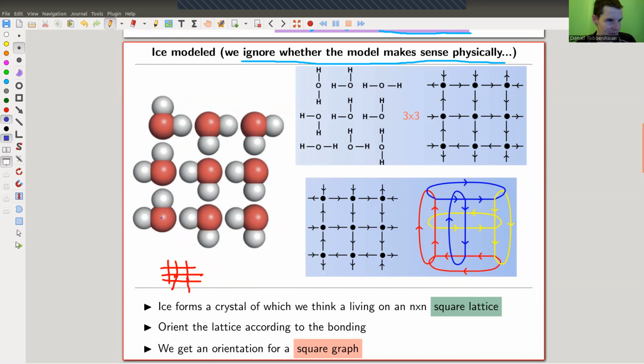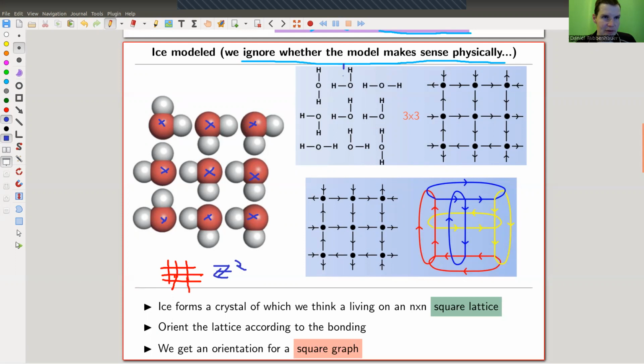So these guys are the oxygen ones. They are always at the corresponding lattice points. And you could think of the hydrogen ones as being the edges between them. So you get, for example, this picture. That's how they could arrange.